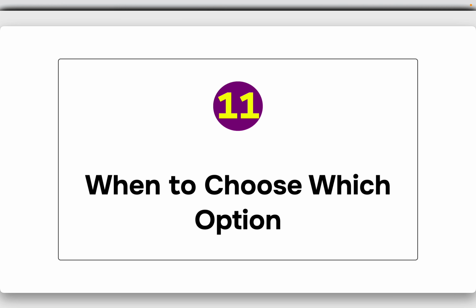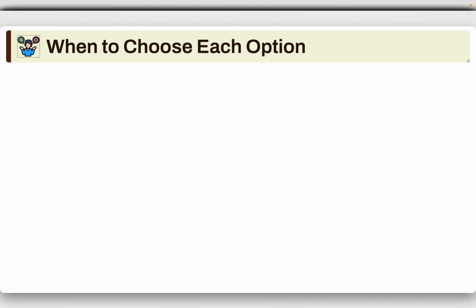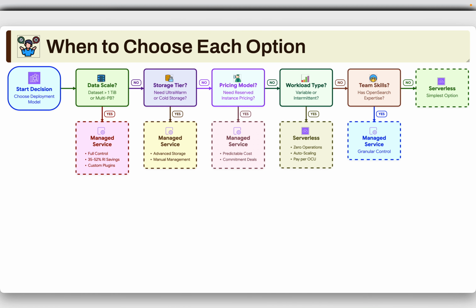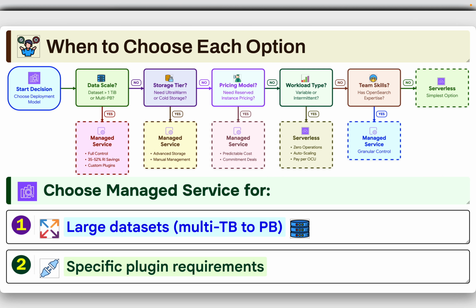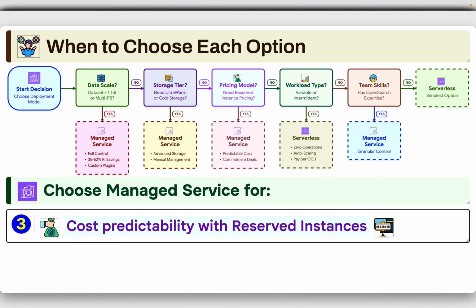11th topic is when to choose which option, serverless or the managed service. The decision flow chart shows how to choose between managed service and serverless based on the data scale, storage tier, pricing model, workload type, and team skills. First, choose managed service for large datasets ranging from multi-terabyte to petabyte scale. So remember, if you have very high massive datasets, go with the managed service. If there are any specific plugin requirements that are not available in serverless, and if there is cost predictability with reserved instances that offer 35 to 52% savings.